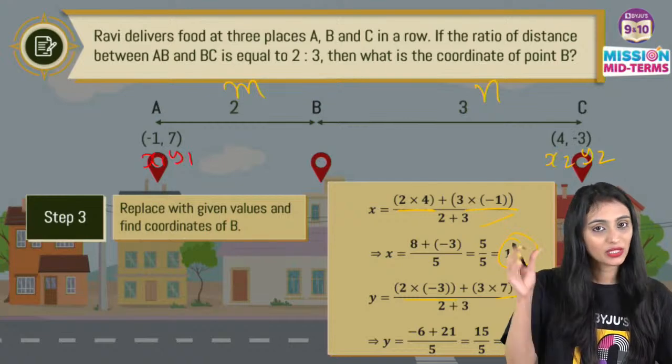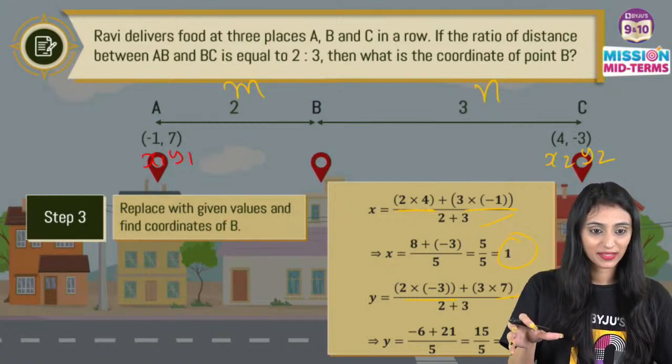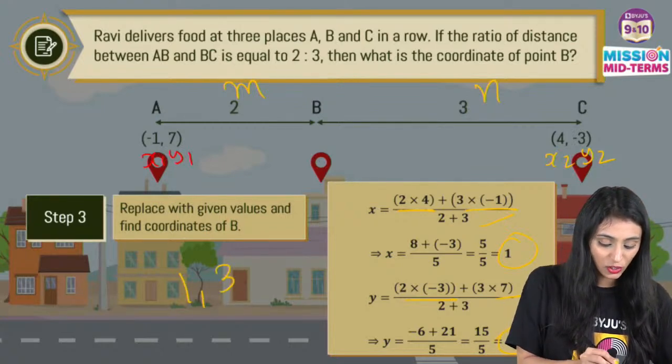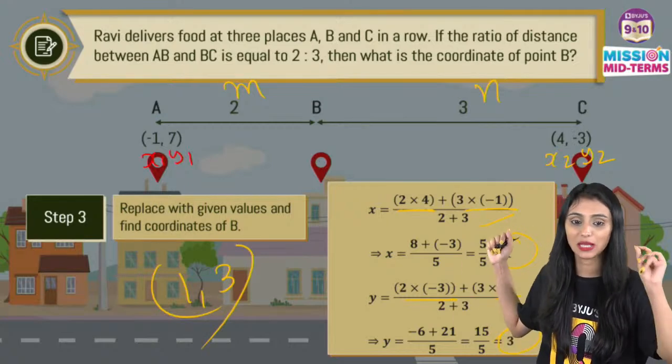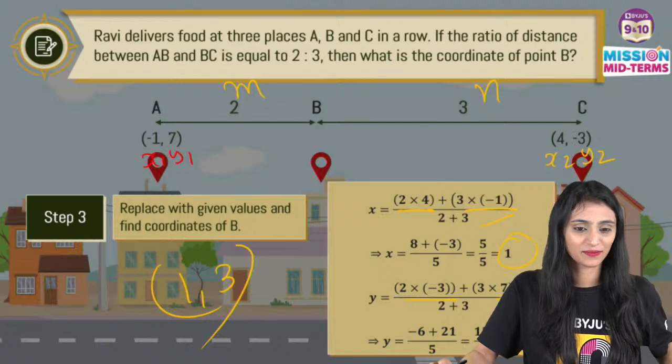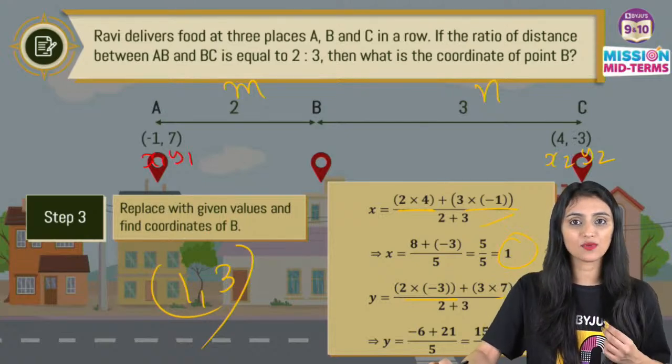Similarly, you put the values in the other one. 2 times minus 3 plus 3 times 7 upon 2 plus 3, you get 3. So you have the coordinates of B, that's going to be (1, 3). You write it this way using a bracket. Section formula is not hard, absolutely not. You just have to understand where to apply this formula.